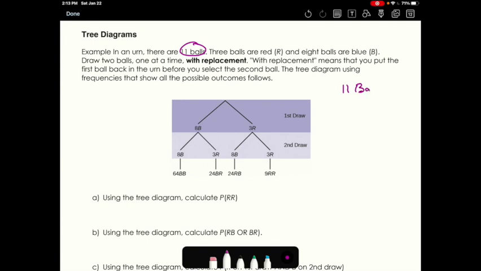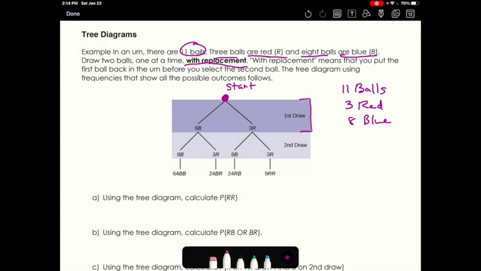Now, in this example, we have 11 balls in total in this urn, and it says 3 are red and 8 are blue. Here's all the information. I'm underlining it for you so you can spot it. And again, in bold here, it says we're going to do with replacement. Now, when you set up your tree diagram, I always like to start with a dot and label it start.